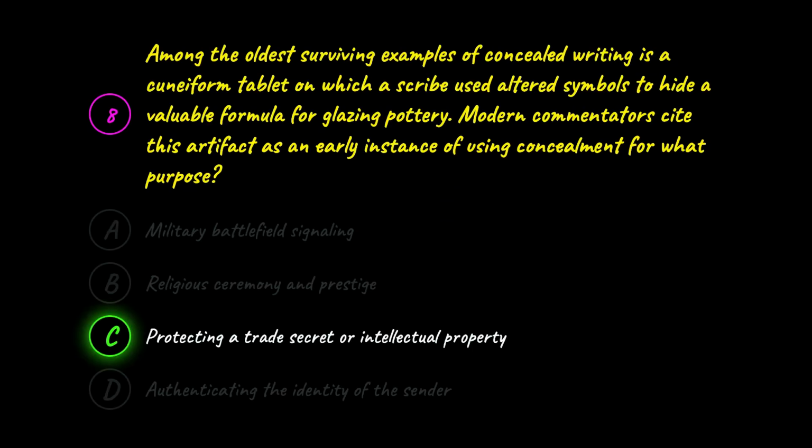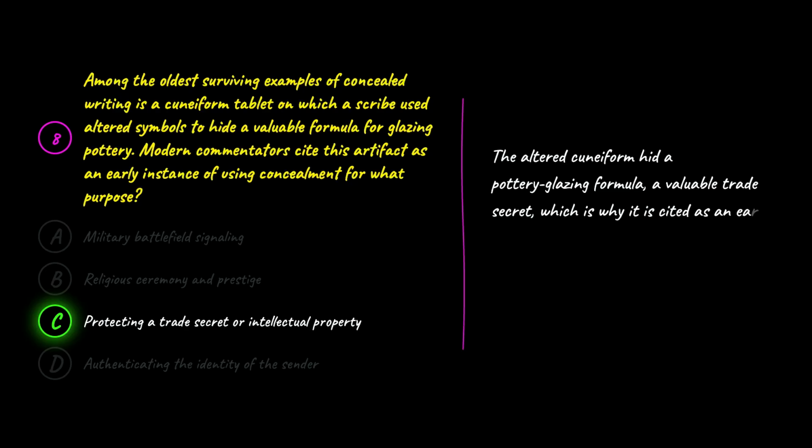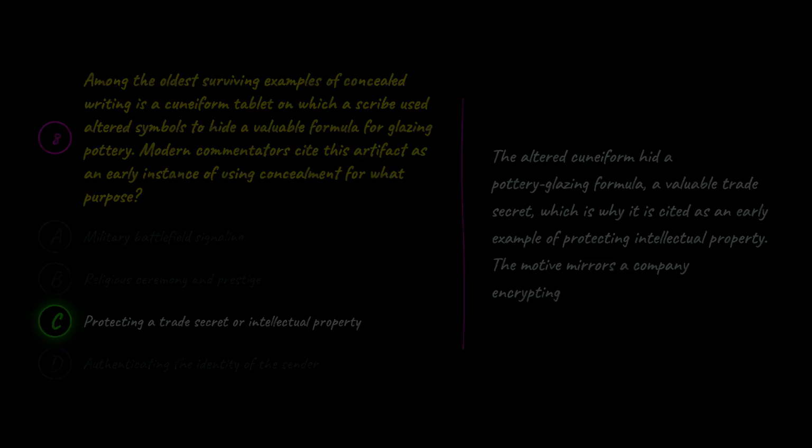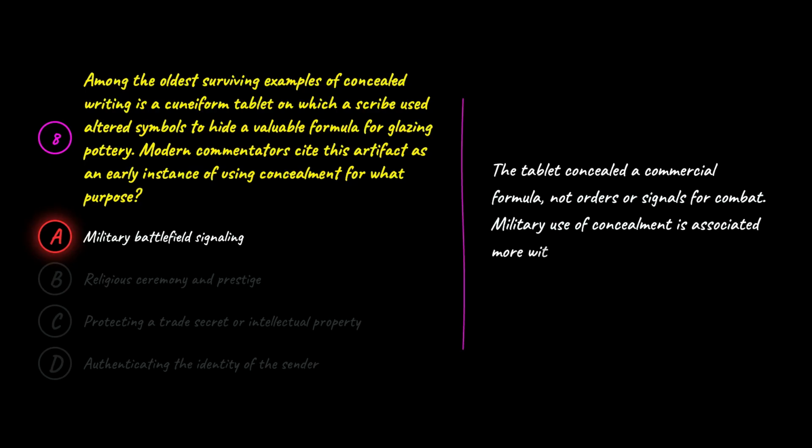The correct answer is C. Protecting a trade secret or intellectual property. C is correct because the altered cuneiform hid a pottery glazing formula, a valuable trade secret, which is why it is cited as an early example of protecting intellectual property. The motive mirrors a company encrypting a proprietary design today. A is wrong because the tablet concealed a commercial formula, not orders or signals for combat. Military use of concealment is associated more with later examples such as the Scytale and Caesar.